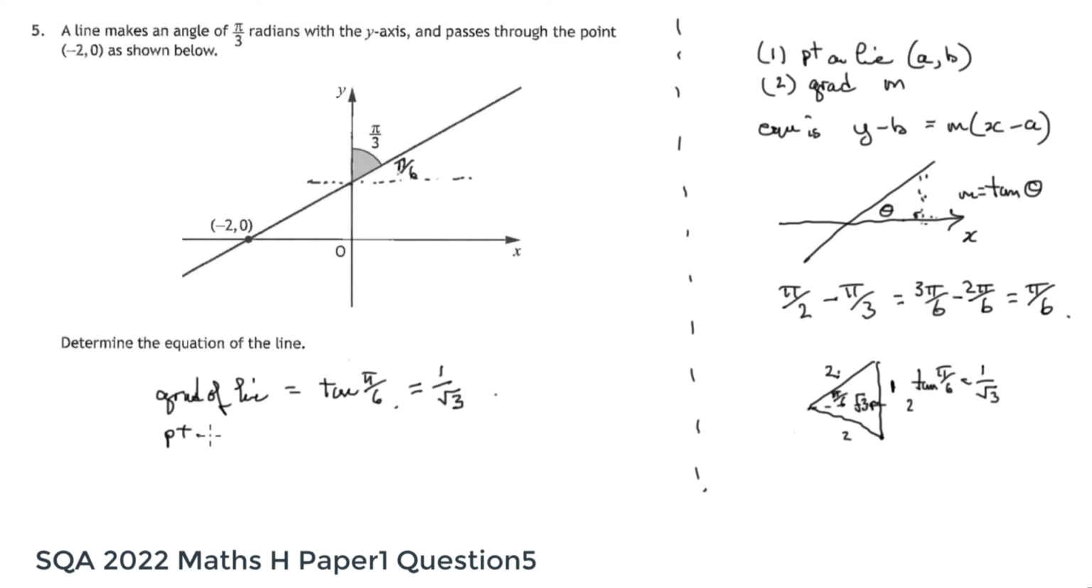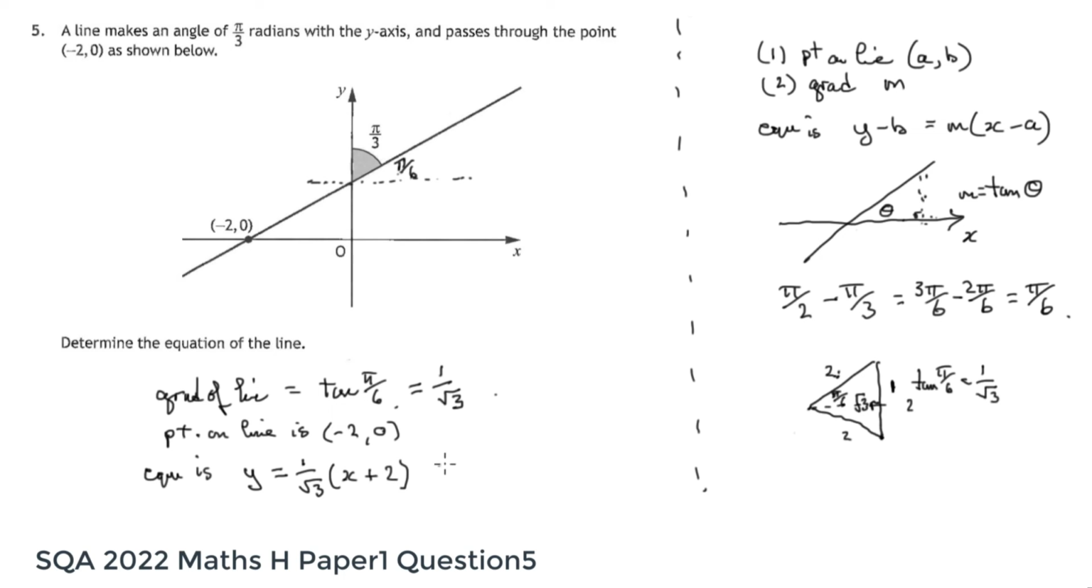We do know a point on the line. That's -2, 0. So we have everything we need to use this formula, y minus b equals m times x minus a. So let's do that. So the equation is y minus b, that's just 0, equals, y minus 0 is just y, the gradient, times x minus -2, that's plus 2.